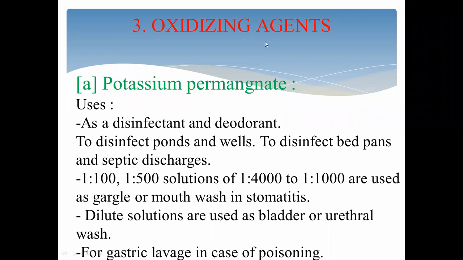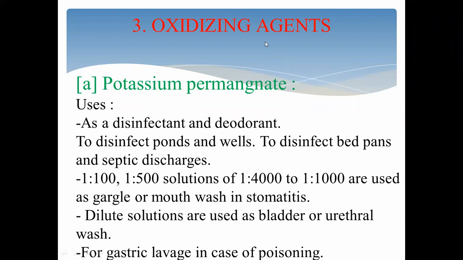Do you know about ponds and wells? Yes, ma'am. Okay. Then to disinfect bed pans and septic discharge. So to disinfect these ponds, wells, bed pans and septic discharges, potassium permanganate is used as a disinfectant.